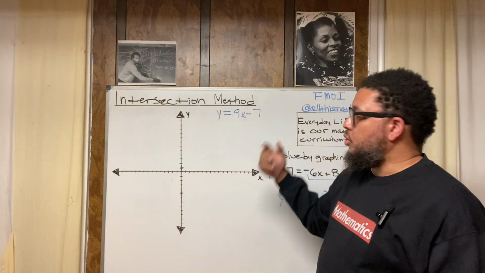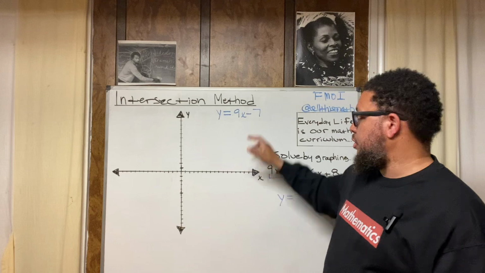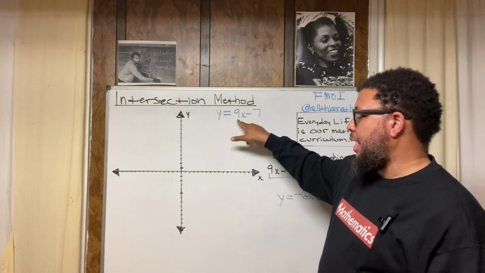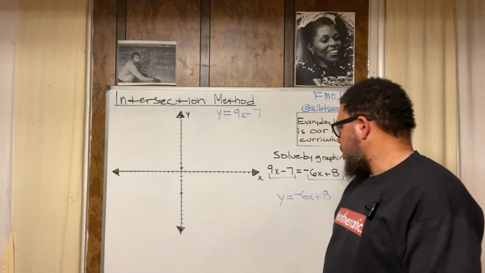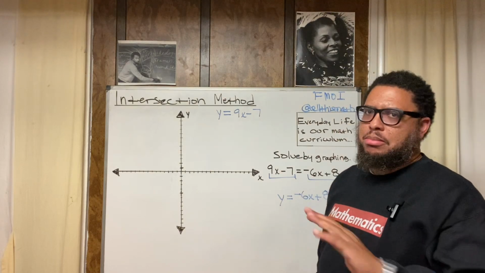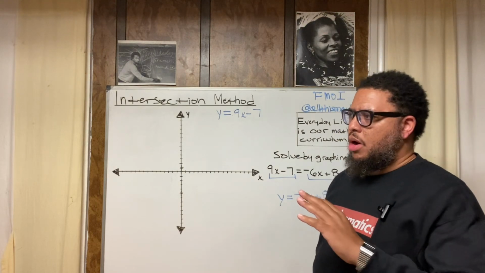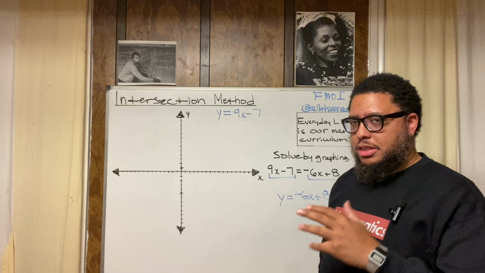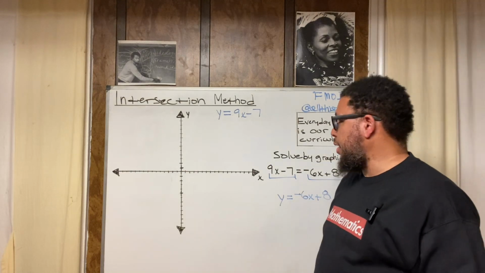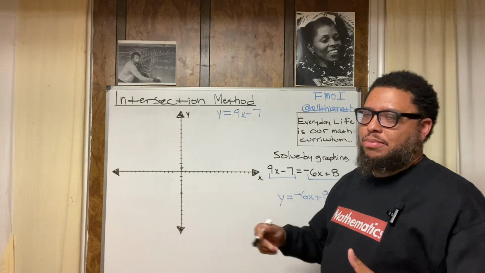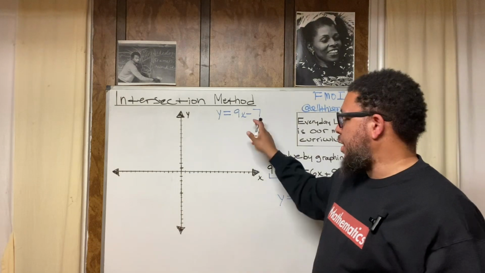So what we want to do is plot the y-intercept first. My y-intercept is negative 7, not 9, not x, not y, but negative 7. A line has millions and millions and billions and billions of points on it, and every point has a y value. But probably the most important y value is the y-intercept.